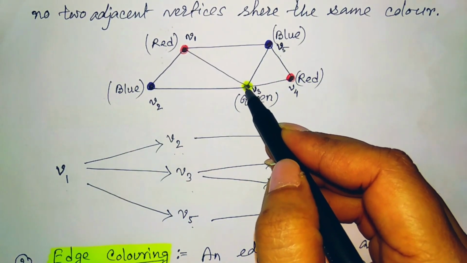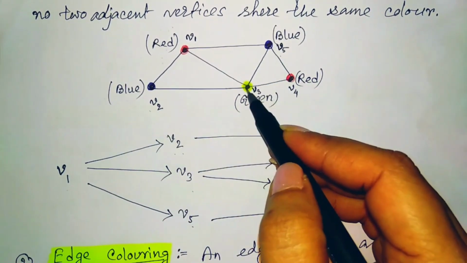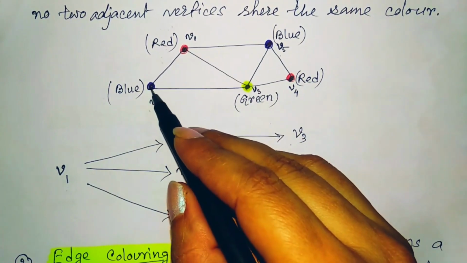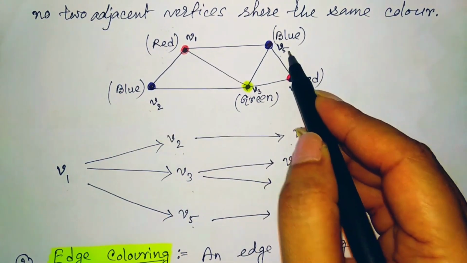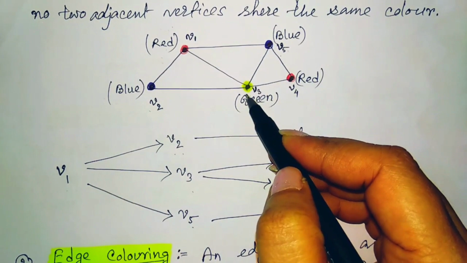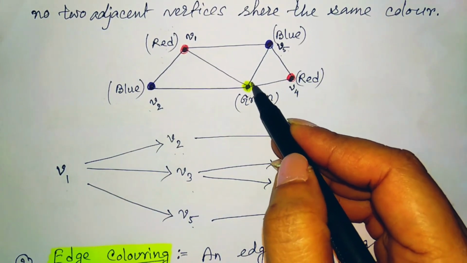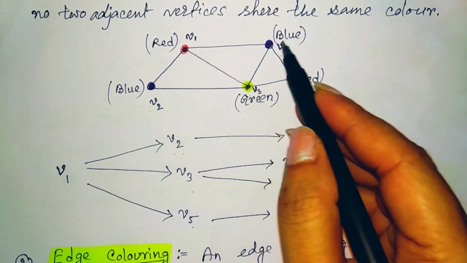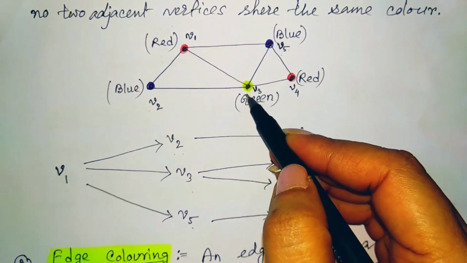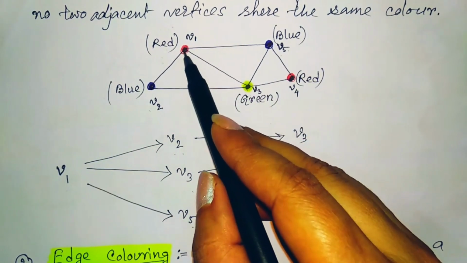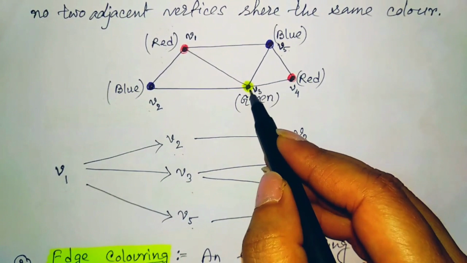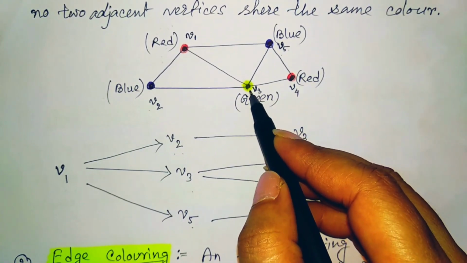But B3 is again adjacent to B2 and B5 both. B2 has the color blue, B5 has the color blue. So B3 can never have the color blue. It should have a different color than blue. In fact, it must also have a different color than red, because these two are adjacent. So we put it as the green color.